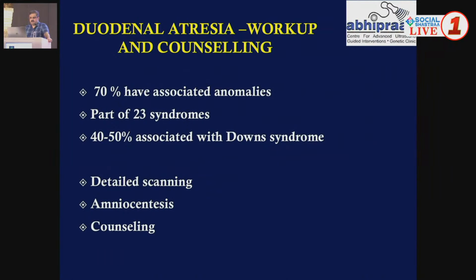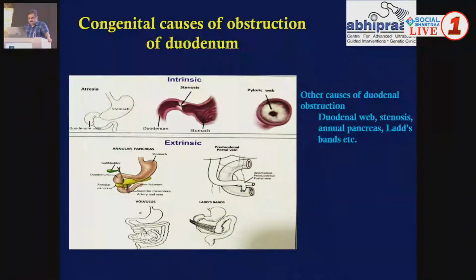70% of these patients have associated anomalies. It is a part of 23 syndromes. 50% association with Down syndrome, and therefore you need detailed scanning to exclude other anomalies. You need amniocentesis and appropriate counseling. However, you can see double bubble later up in the third trimester with normal liquor. In those cases, you can think of other causes of duodenal obstruction like web, Ladd's band, annular pancreas, and stenosis.